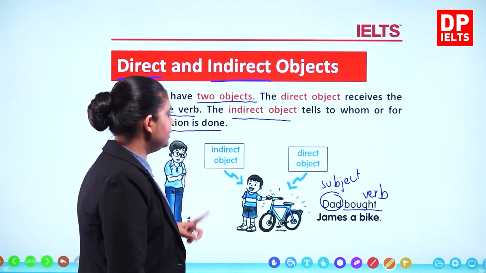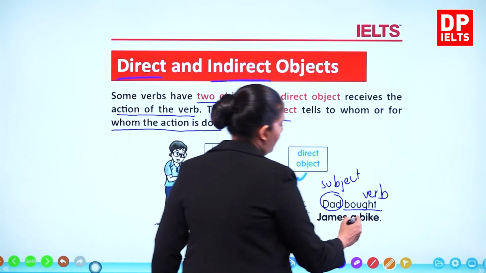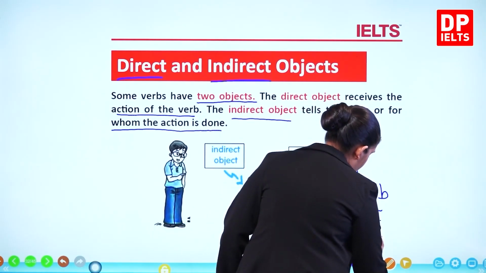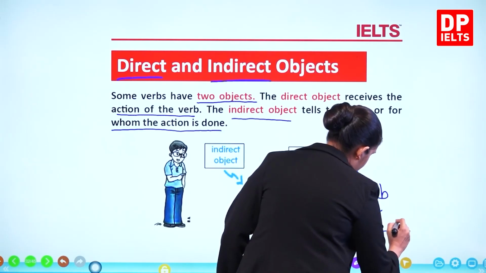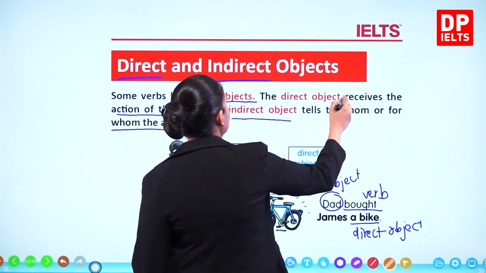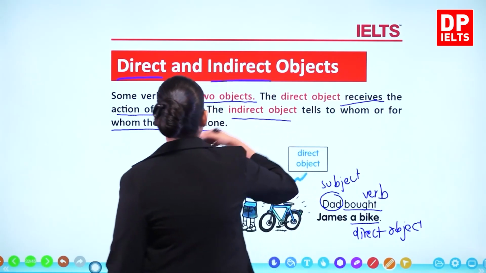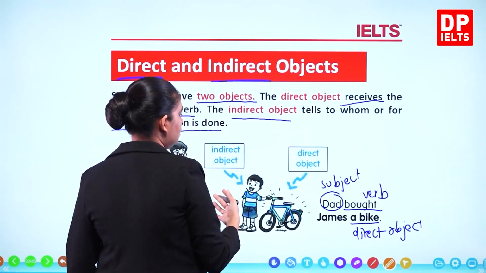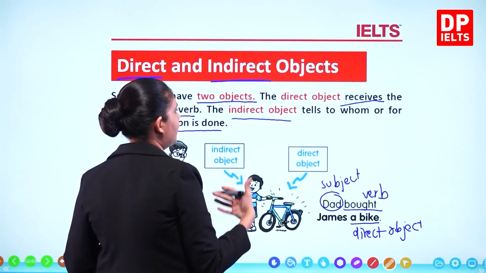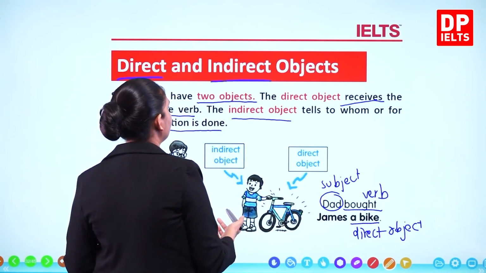Okay, so what did dad buy? A bike. So a bike is the direct object because it receives the action. That means dad bought a bike. What did dad buy? A bike.